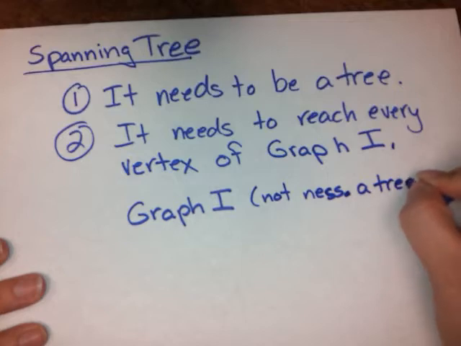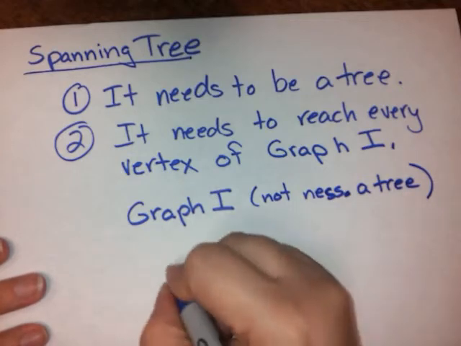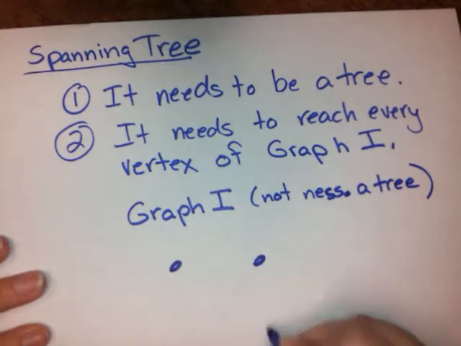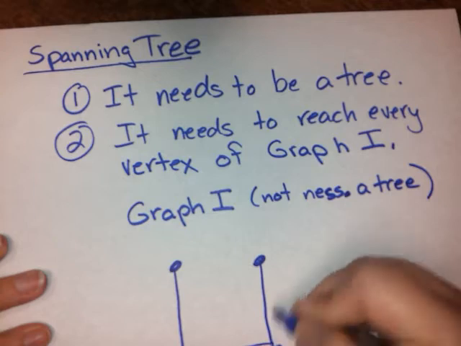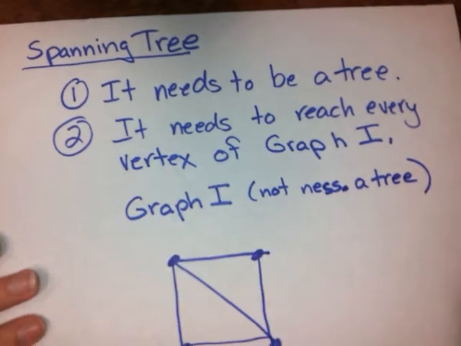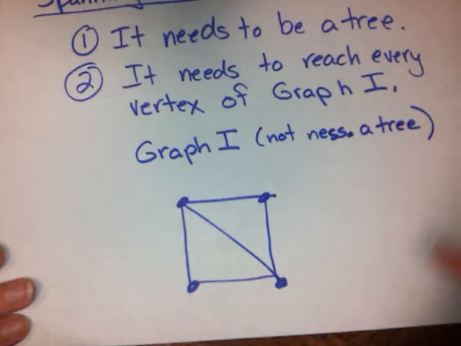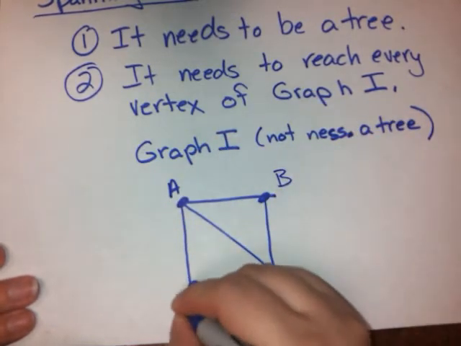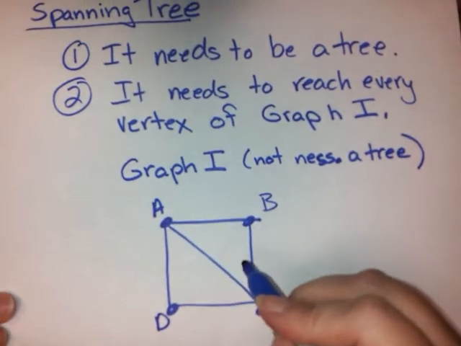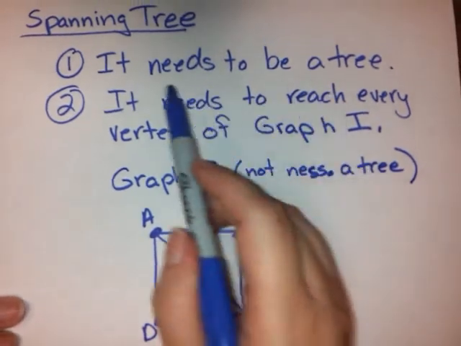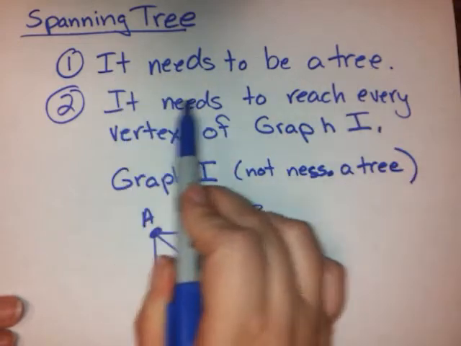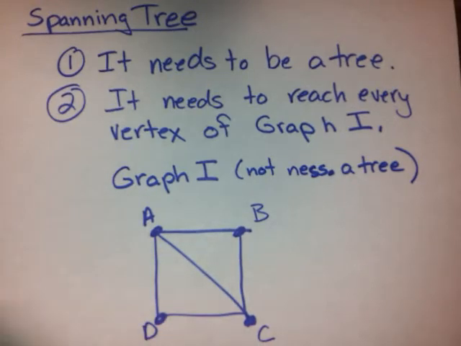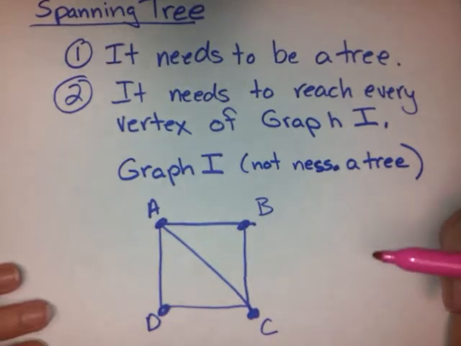Okay? I'm going to draw a graph. This is a graph we've seen before. Here is my graph. This is definitely not a tree. It's got circuits all over the place. Let me label my vertices A, B, C, and D. So if I want a spanning tree of this graph, I need something that's a tree and that reaches every vertex of graph 1.